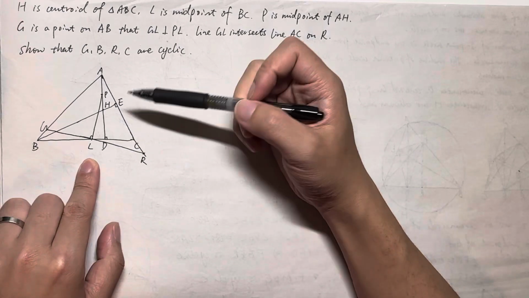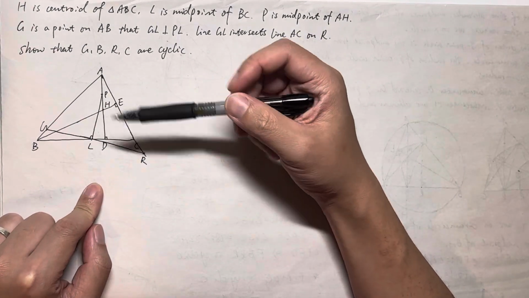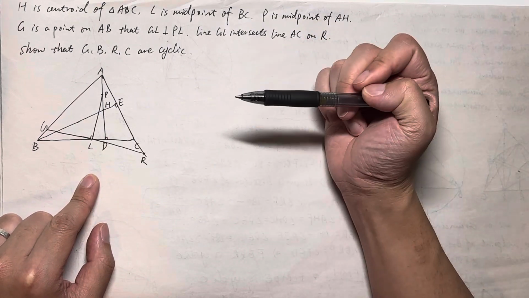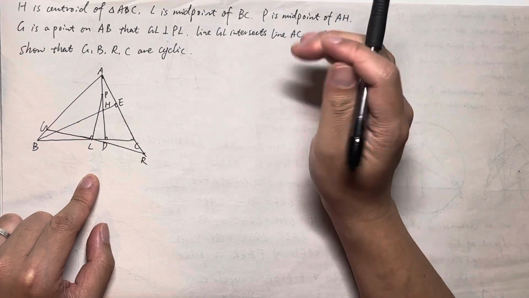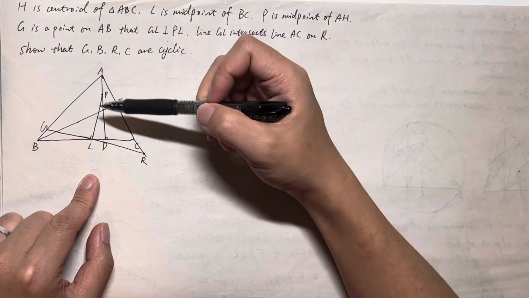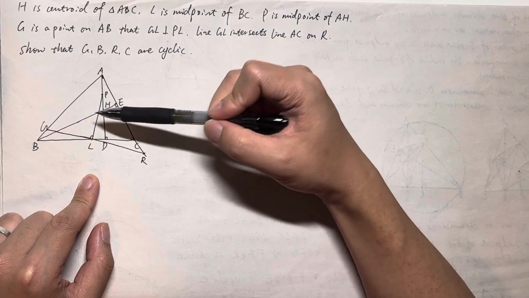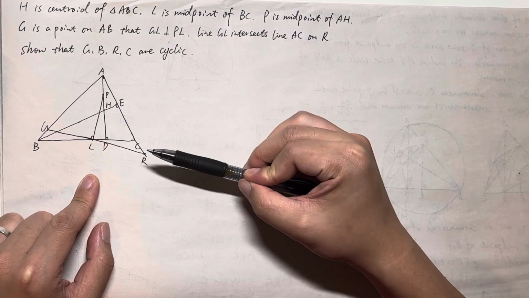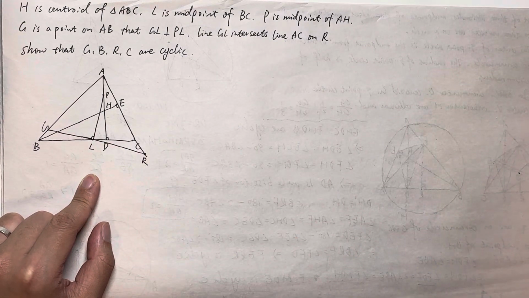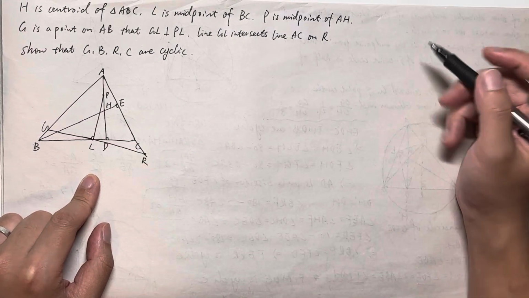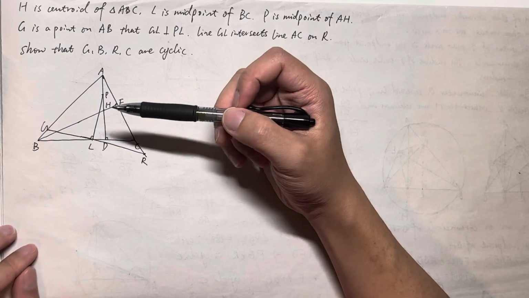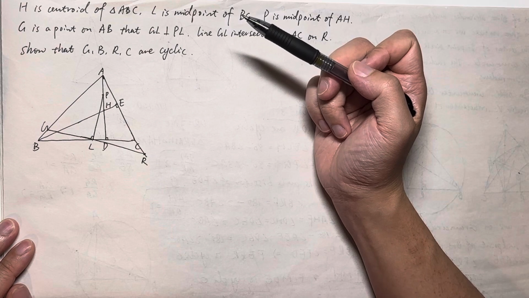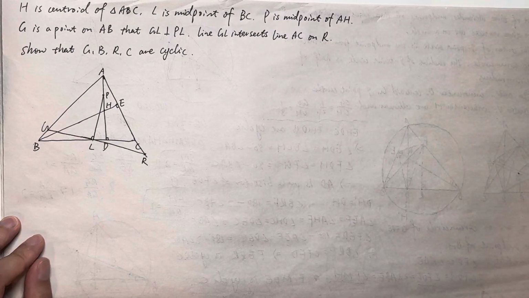So the first thing that we can learn from this figure is that we want to find the relationship between P and L. That's actually the core of this problem, because G comes from the perpendicular line of PL and R from the intersection of GL and AC. So we need to study P and L first. We already know that P, E, D, L are on the 9-point circle based on the previous video of the 9-point circle theorem.